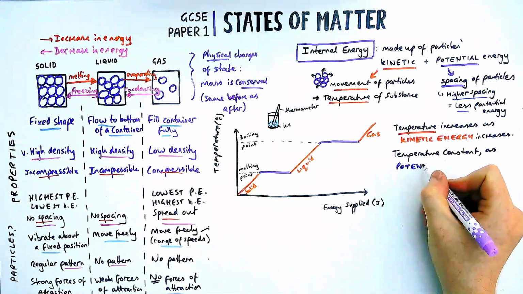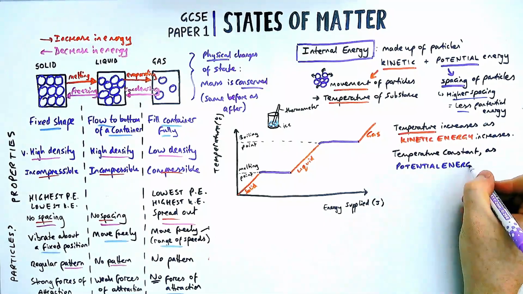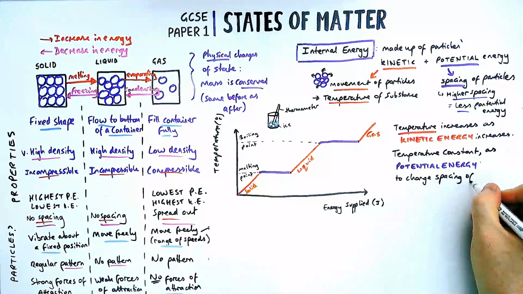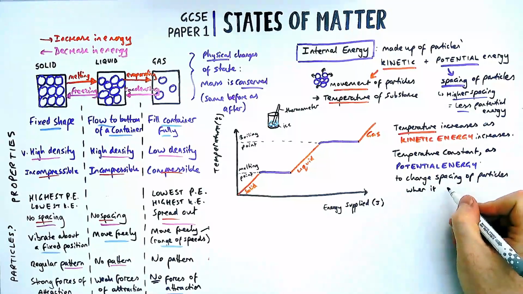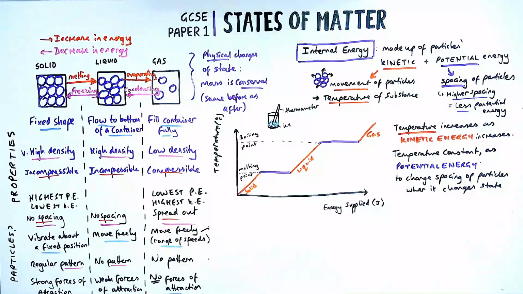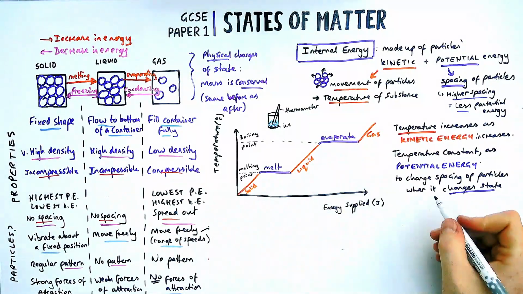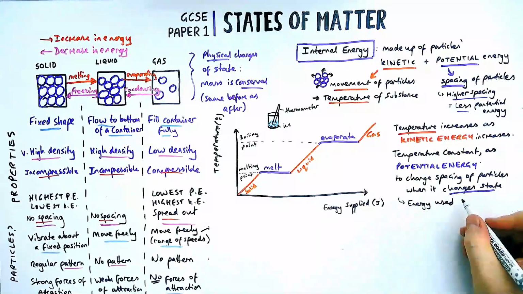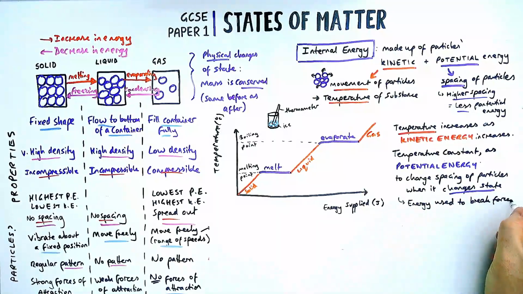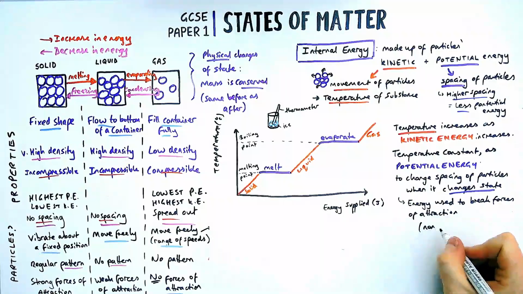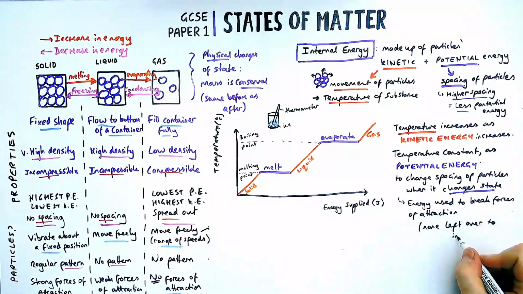As the temperature is constant, all that energy is going into potential energy, which is going to be changing the spacing of the particles as it is changing state. This energy is being used to break the forces of attraction or break the bonds between particles, and there's no more left over to increase the temperature. So the particles do not increase their movement, they just break apart at those instances where it's melting or evaporating.